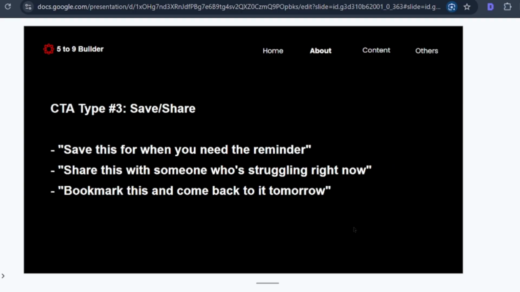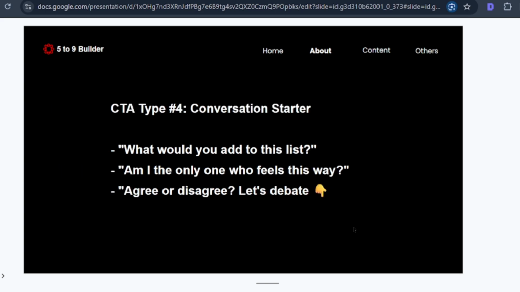Okay, you will tell the person to either save this, probably you may need it, so bookmark this, save this, and that kind of thing. So this is another CTA session that you can use. And the fourth type is the conversational starter.